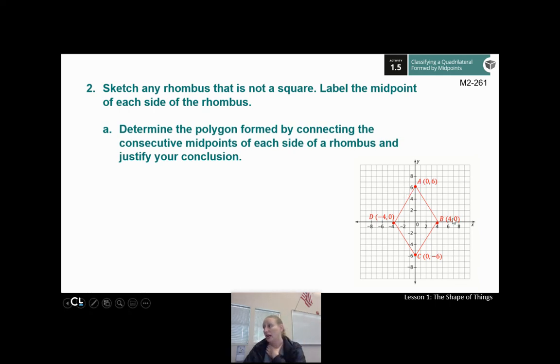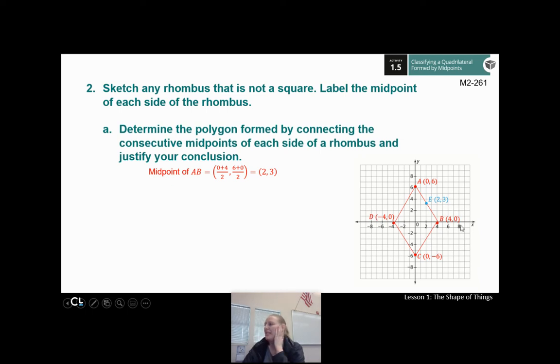And it does make it easier to work out, because if I want to find the midpoints, 0 plus 4 divided by 2 is 2. 6 plus 0 divided by 2 is 3. So my midpoint is at 2, 3. I went ahead and labeled it E just so I can keep track of it better. I also used a different color to make it easier for you guys to see.